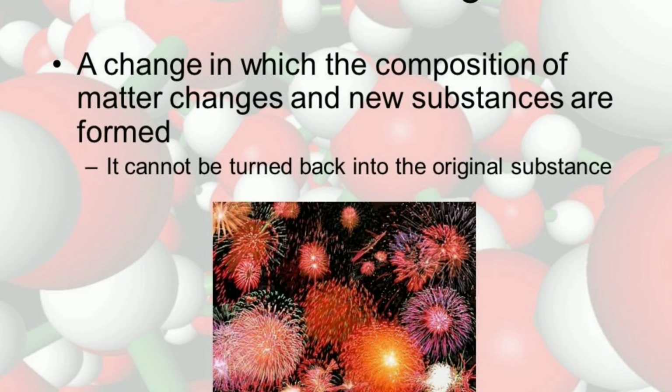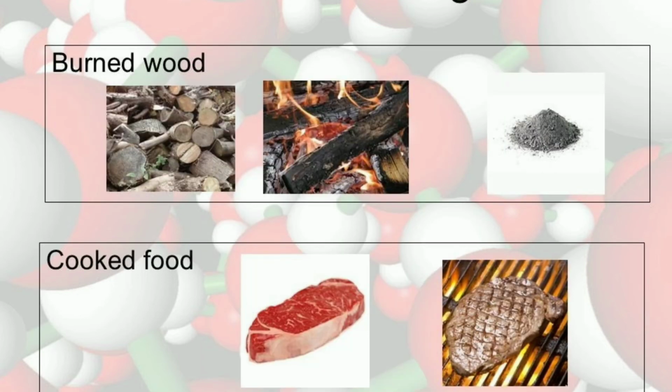So now if you see some examples, burned wood. If wood burns, we will get ash. From the ash, we cannot bring back the wood. Next, the same thing, cooked food. Initially, the food will be in raw condition. If we cook it, it will convert into cooked food. From the cooked food, we cannot bring back the raw food. So this is one example.